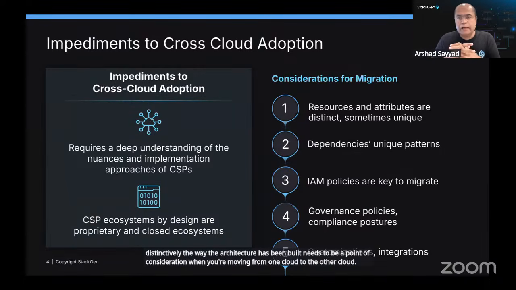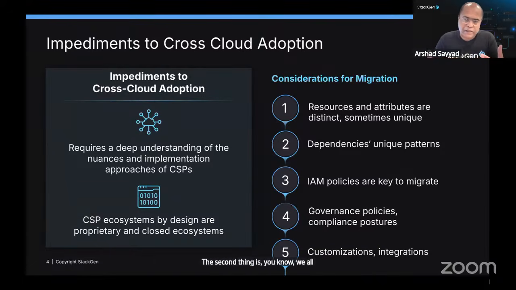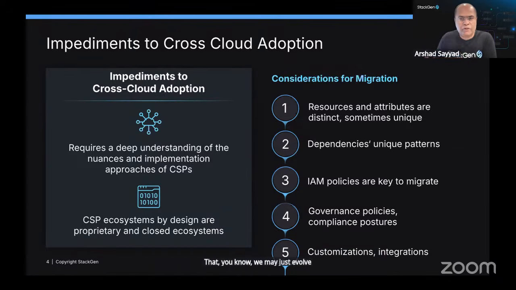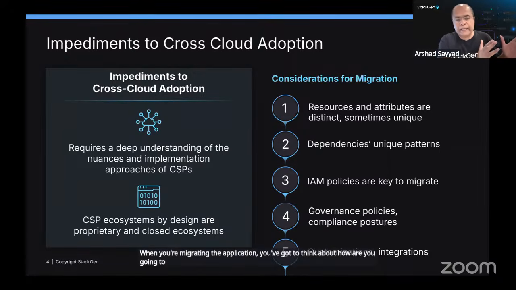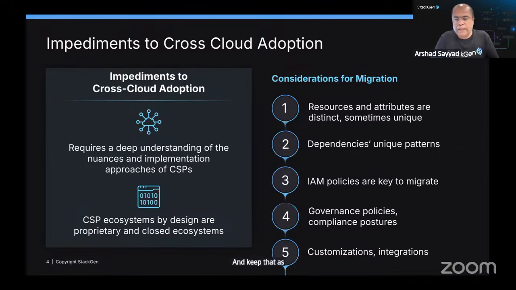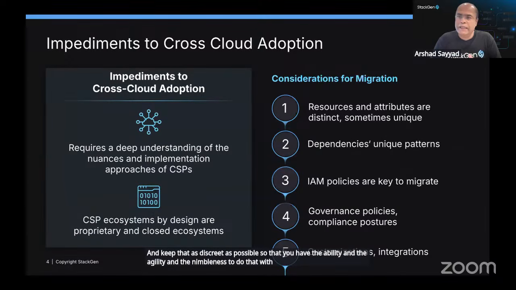The second thing is, we all know we build applications over a period of time. We build a lot of custom interfaces, APIs, and services that we may just evolve naturally with our comfort zone into one cloud service provider. When you're migrating the application, you've got to think about how you are going to migrate all of that as seamlessly as possible to another cloud, and keep that as discrete as possible so that you have the ability, the agility, and the nimbleness to do that with the least amount of time, the least amount of effort, and the least amount of pain.